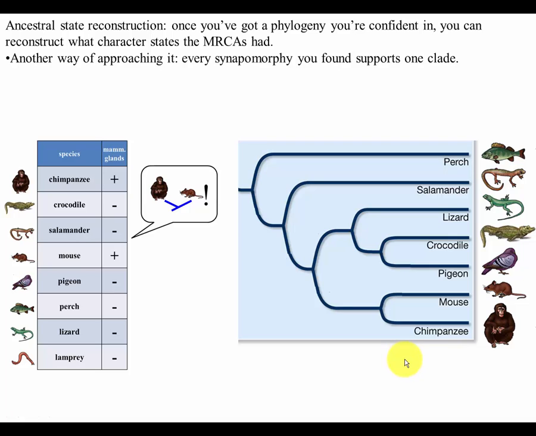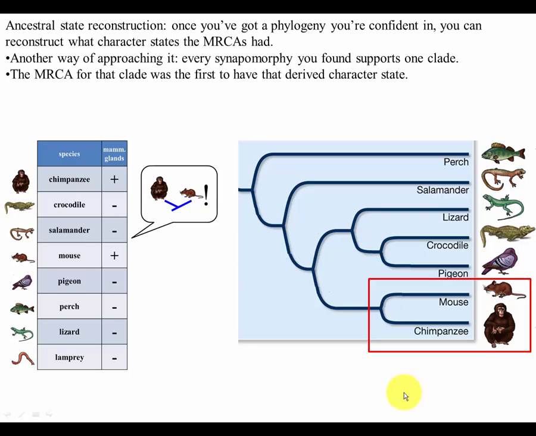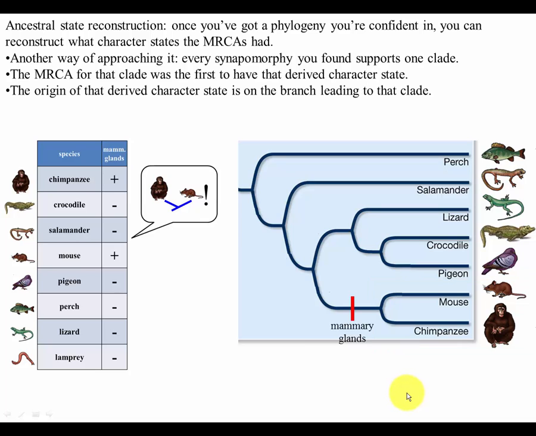Another way of approaching it, you remember that one synapomorphy, like mammary glands, supports one clade. Here's the group of organisms that share the synapomorphy. This implies that you can stretch that box back past the most recent common ancestor for that clade. It implies that this ancestor here was the first to have that derived character state. And so the tick mark that denotes the evolution of that character state ought to go there.